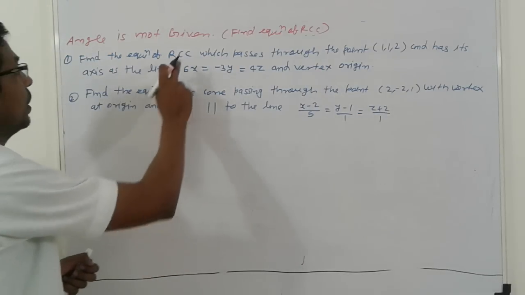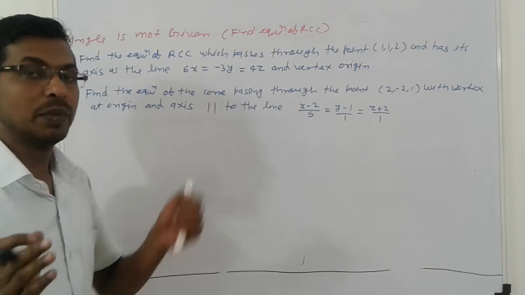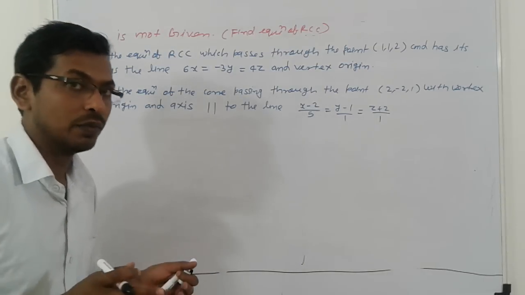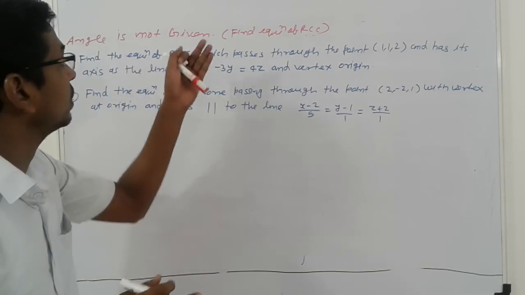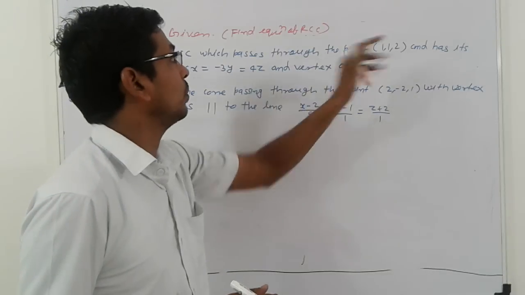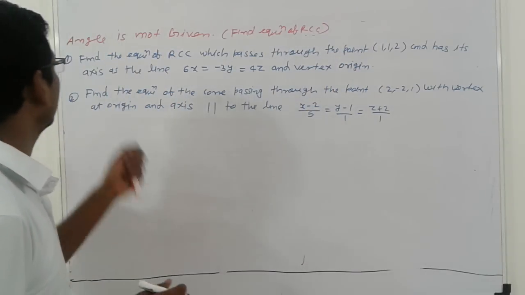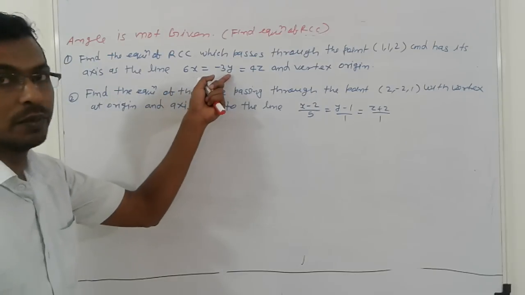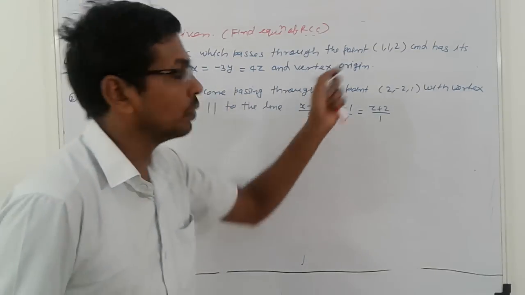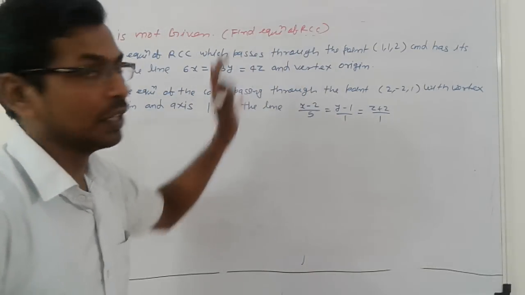So find the equation of right circular cone. RCC means here मैंने right circular cone लिखा है right start form, but आप exam में full write down है. Passes through the points (1, 1, 2) and has its axis as the line. Equation of axis given है, vertex at origin given है, but angle is not given.